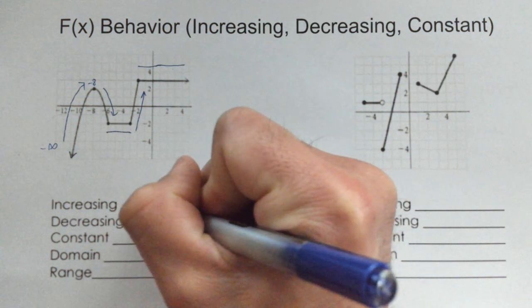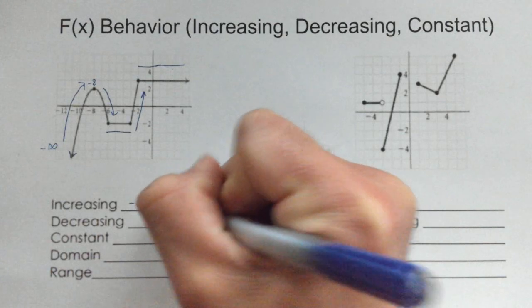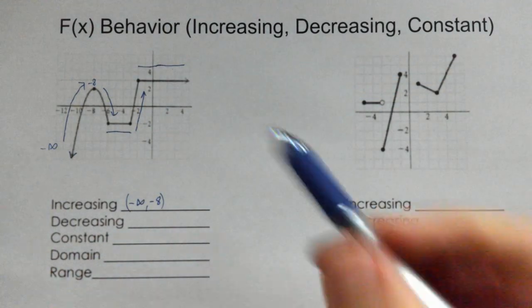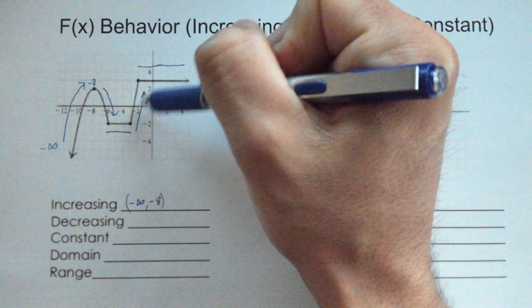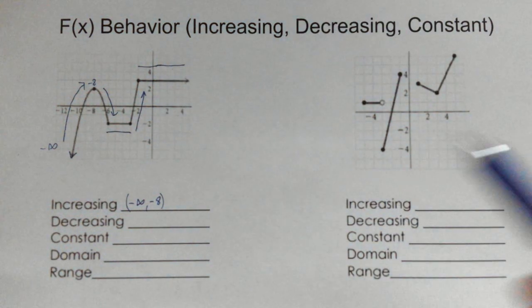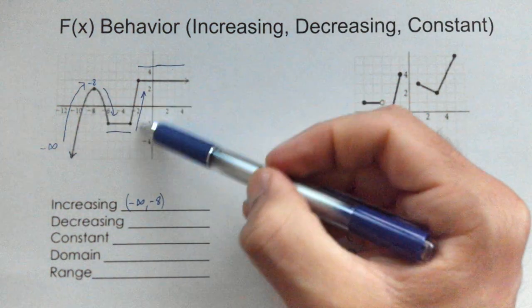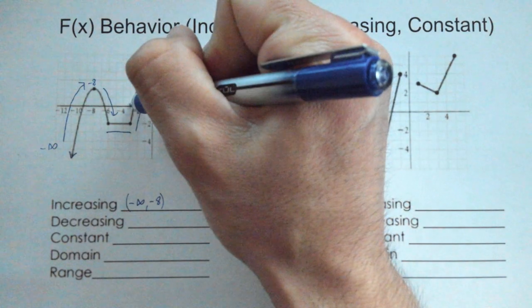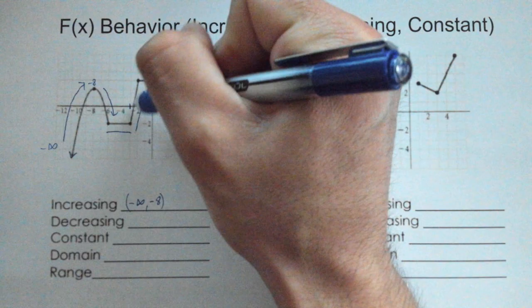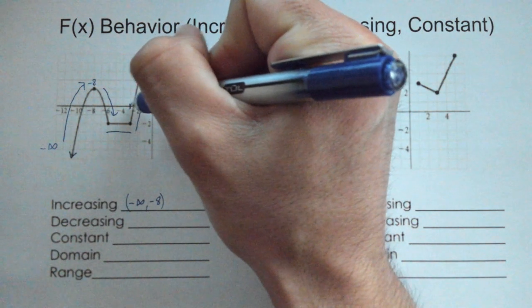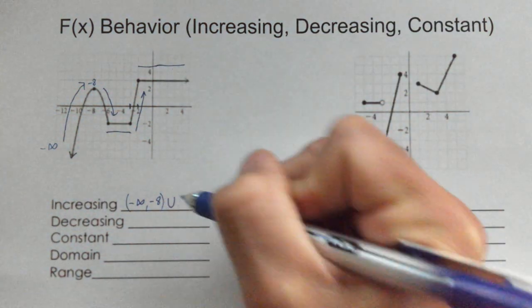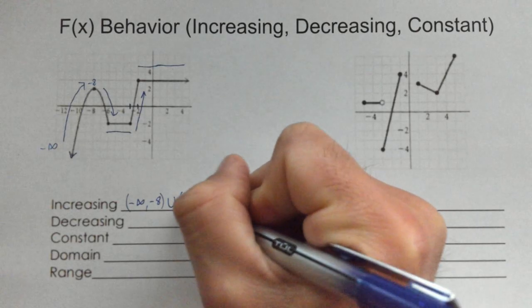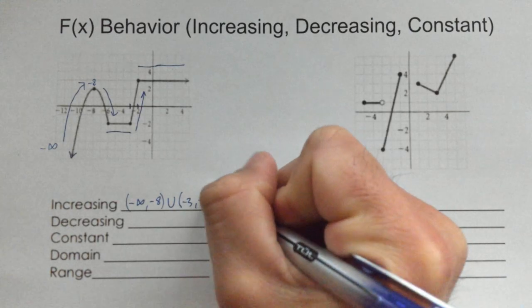Negative infinity to negative 8. It's also increasing here. So there's two places where it's increasing. This side and this side. And the second location starts at negative 3, and it goes all the way to negative 2. From here to here, it's going to go up. We use the union symbol from negative 3 to negative 2.